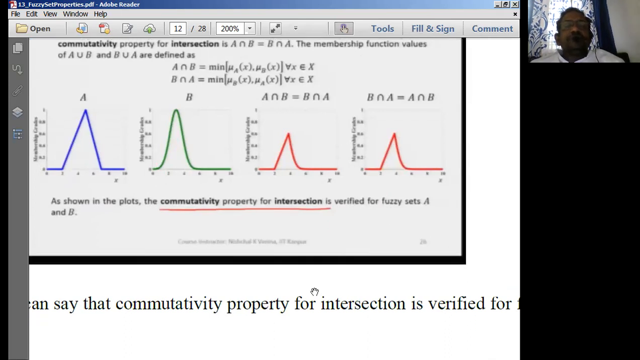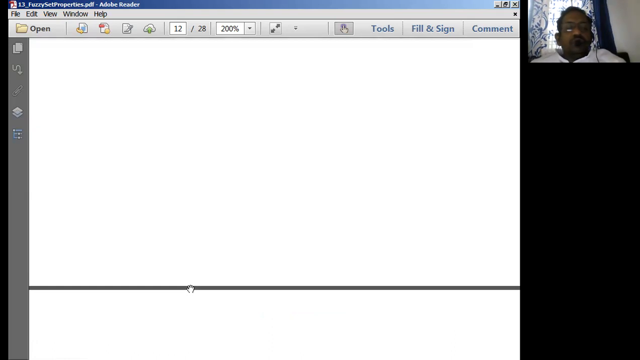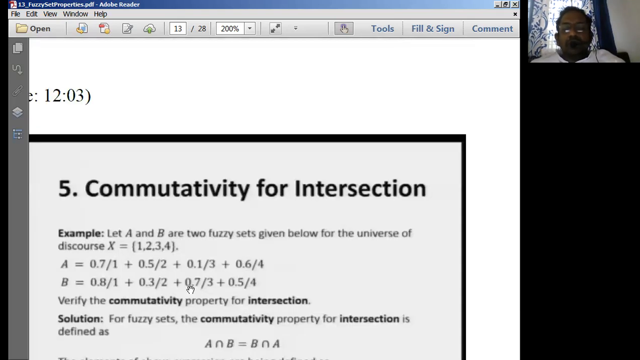See this now. This is the resultant for A intersection B, which is equivalent to B intersection A. This is nothing but B intersection A. So therefore, B intersection A becomes equal to A intersection B, and A intersection B becomes equal to B intersection A. So both are exactly same. And hence we say that the commutative property for intersection is verified for the fuzzy sets, and both of them have the equality property.